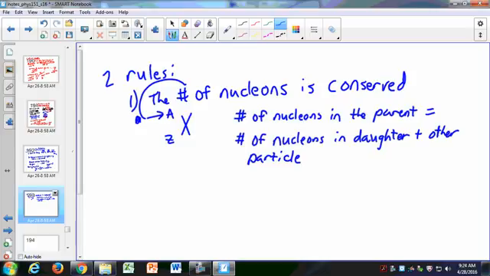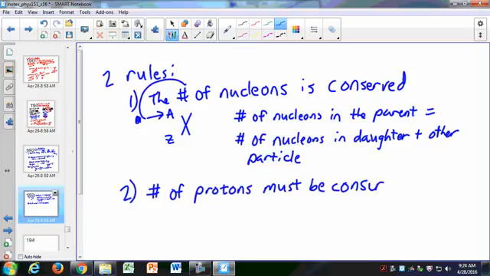And then the second rule is that the number of protons must be conserved. Remember, the number of protons is the atomic number, that's Z. So the number of protons on the left-hand side of the equation has to equal the number on the right-hand side. Same for the number of nucleons. The sum of all your A values on the left-hand side has to equal the sum of all your A values on the right-hand side. The sum of all your Z values has to be constant. So those are the only two rules.